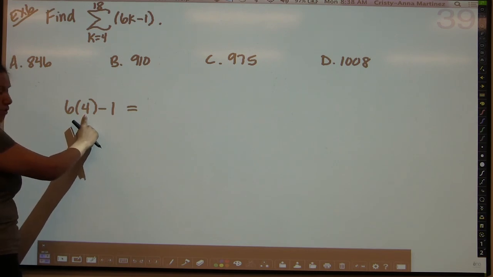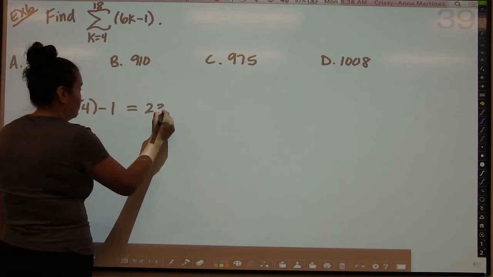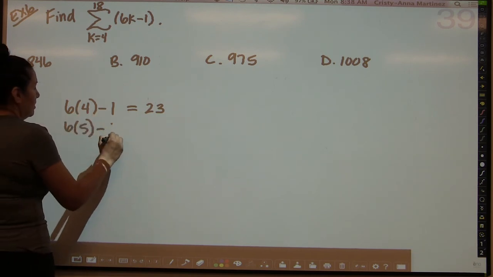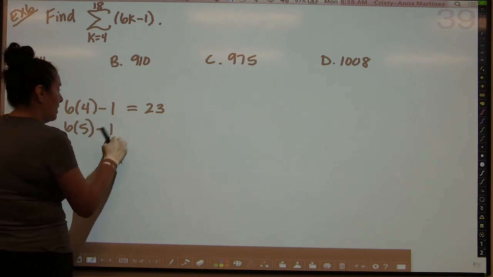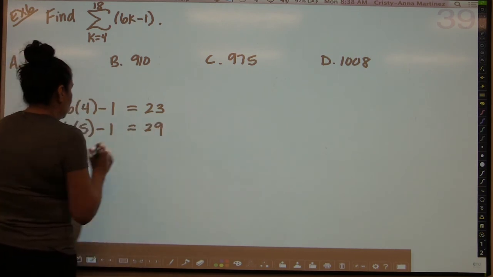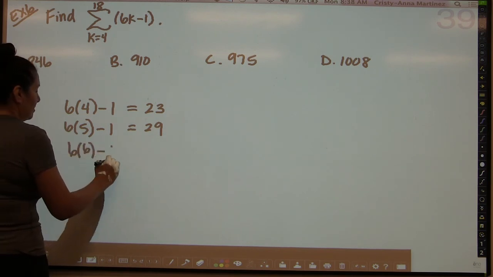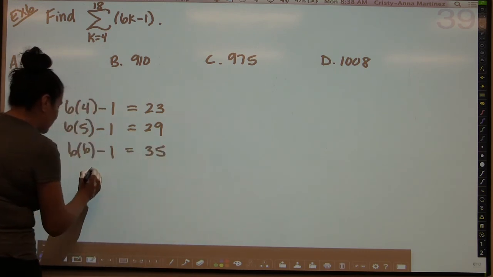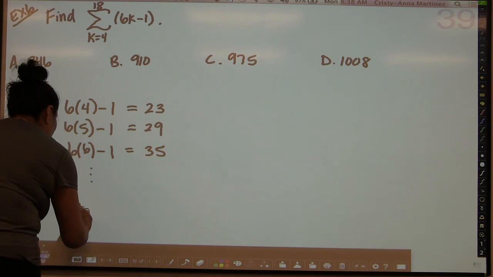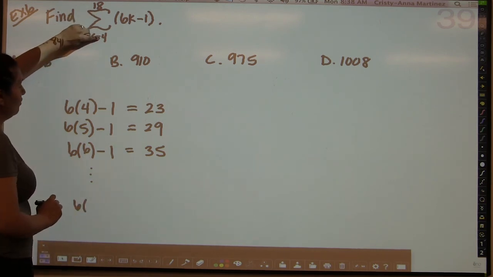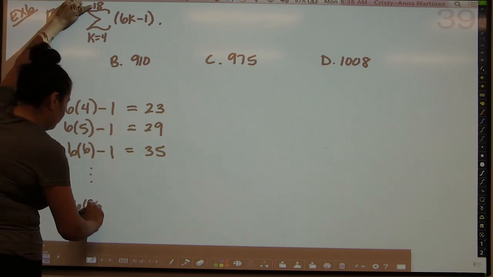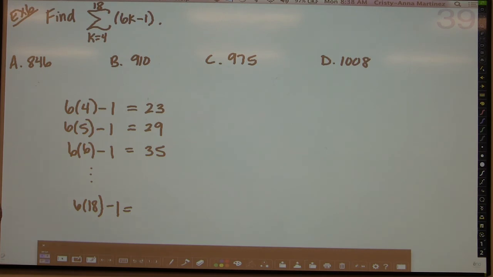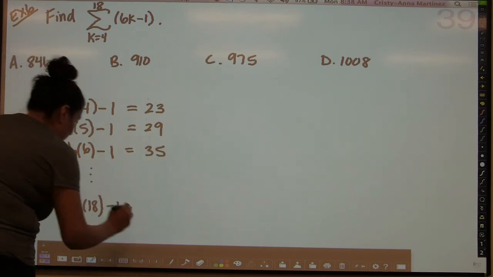6 times 4 is 24, and 24 minus 1 is 23. Then you're going to plug in the next consecutive number, which is 5. 6 times 5 is 30. 30 minus 1 is going to be 29. Then you're going to go 6 times 6. 6 times 6 is 36. 36 minus 1 is 35. And you're going to keep doing this dot, dot, dot until you get all the way to 6 times 18, because you start at the 4th term and you go all the way to the 18th term. So 6 times 18 is 108. Subtract 1, you get 107.